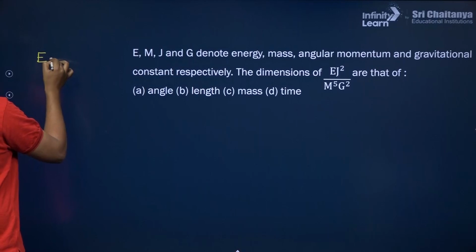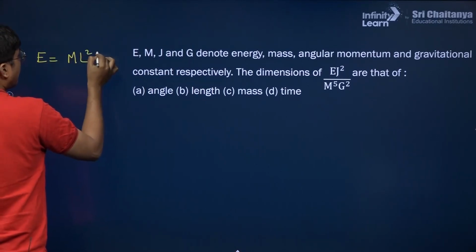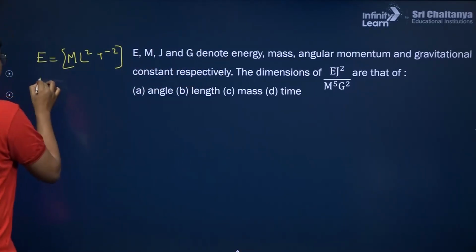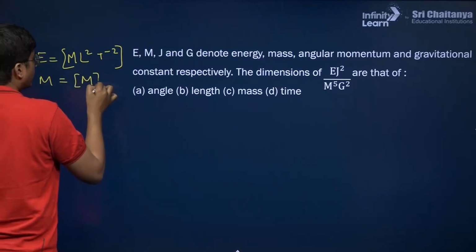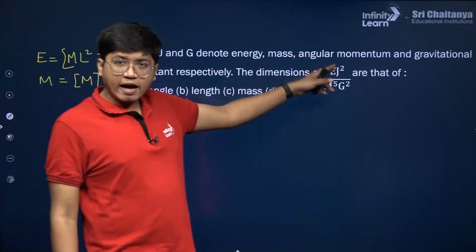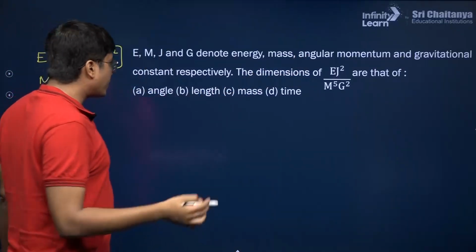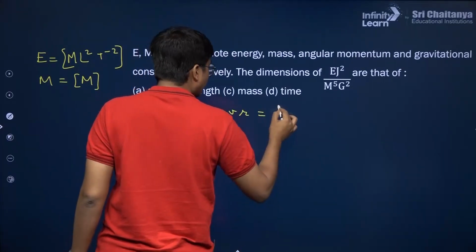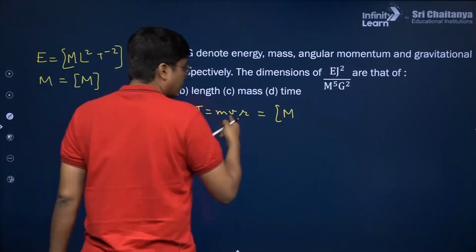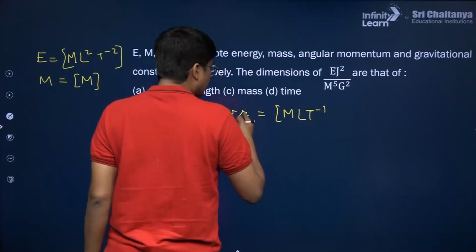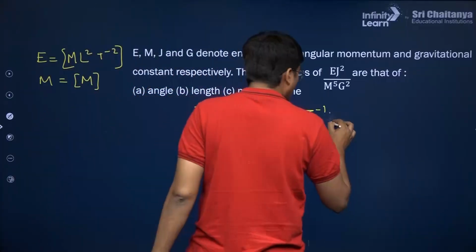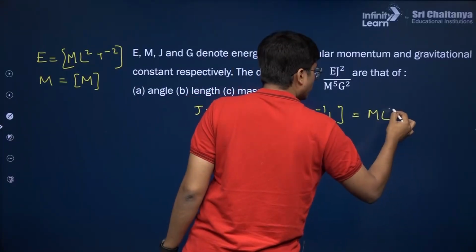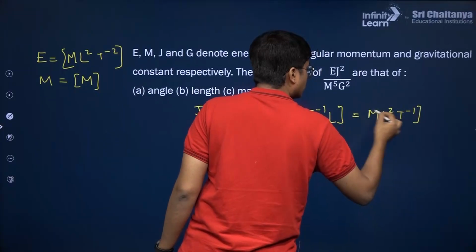The dimensions of energy, E, is equal to ML^2 T^-2, right? Next thing is mass, M, which is a fundamental quantity, so M is just M. Then J is the angular momentum. Now, how do I get to the angular momentum? The angular momentum J is equal to mvr. So that dimensionally would be equal to, M gives the mass M, the velocity is L T^-1, and the distance R, the radius over here, gives another L. So your J becomes equal to ML^2 T^-1.